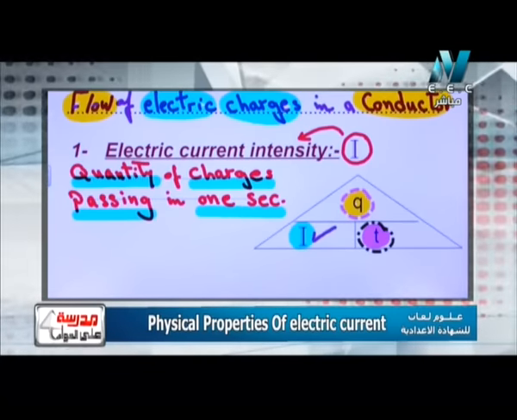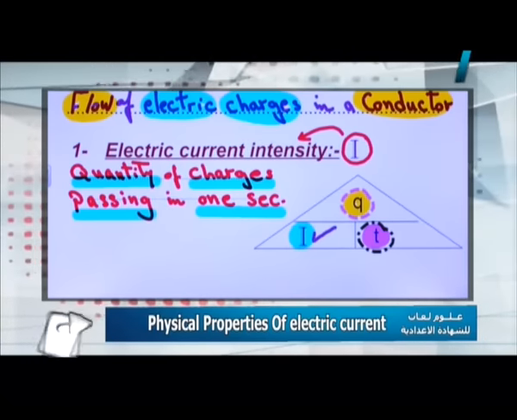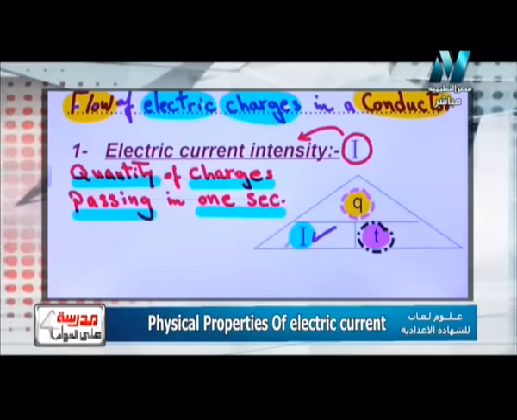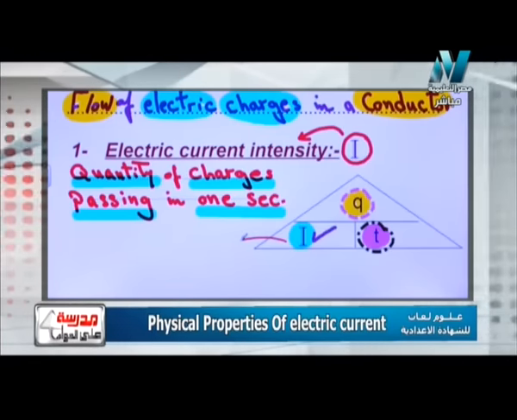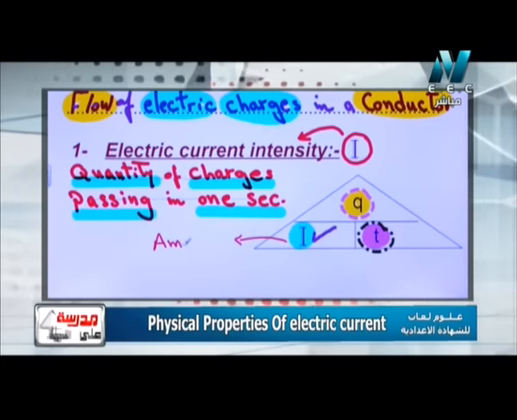So we now have the measuring units. The measuring unit of the electric current intensity here is the ampere.